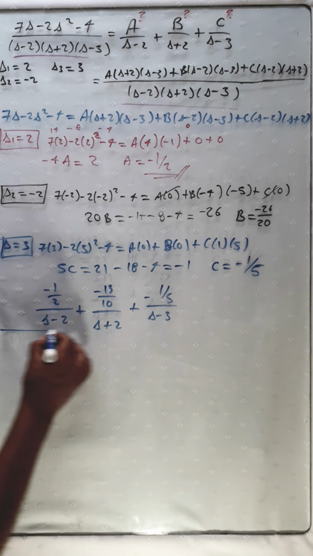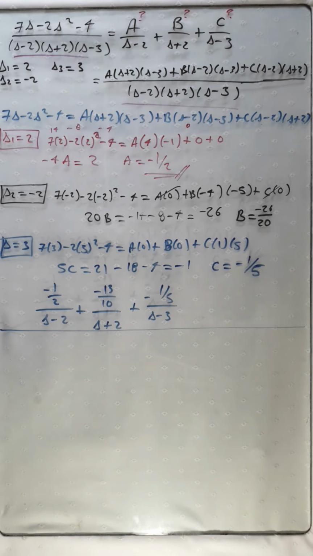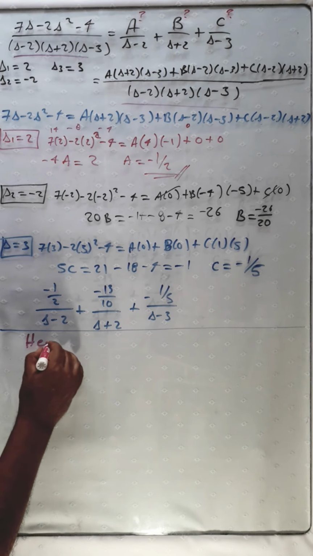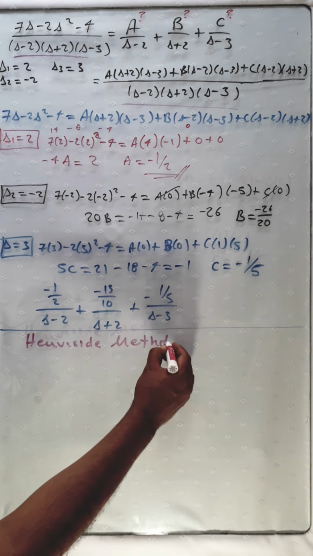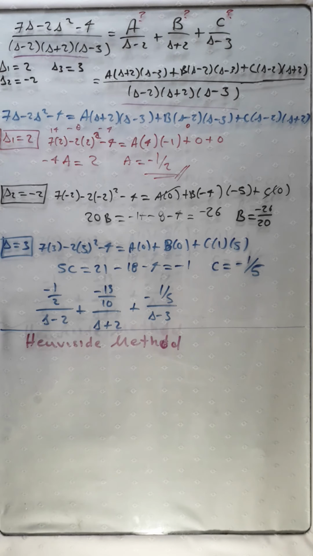But I want to use another method, and that method is called the Heaviside method. And then you can skip some steps here. It is a very easy method to use. Now check this out. We are going to calculate the value of a very easily. A is going to be something like this.